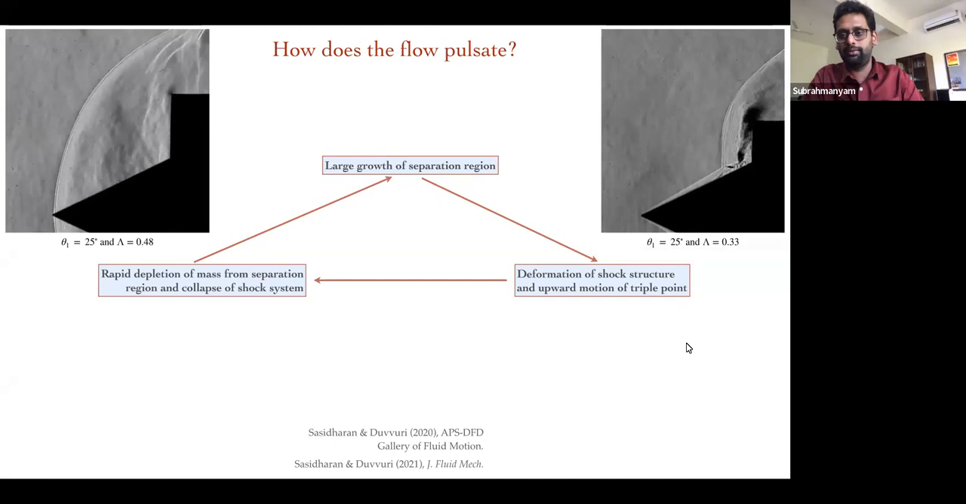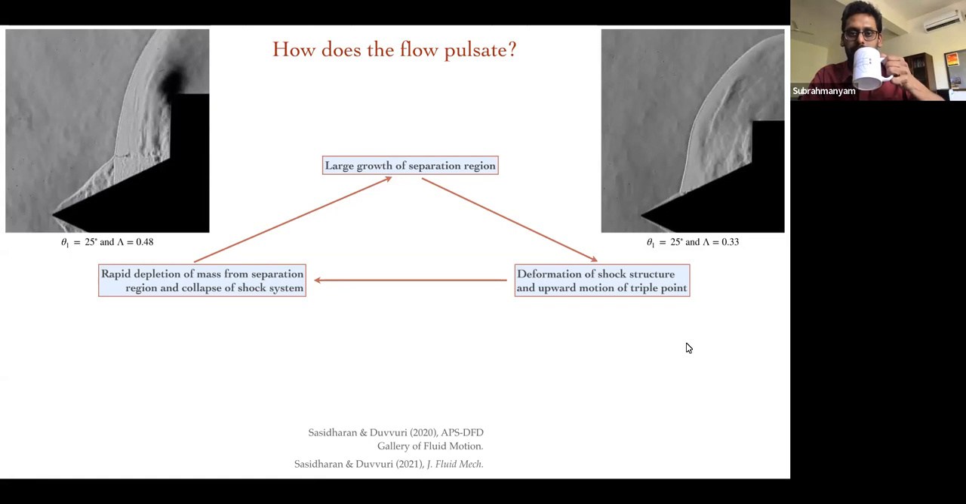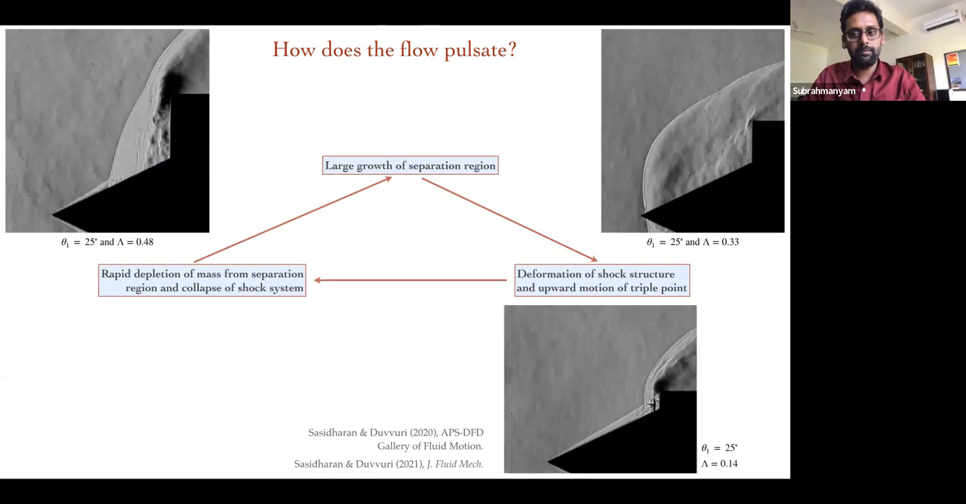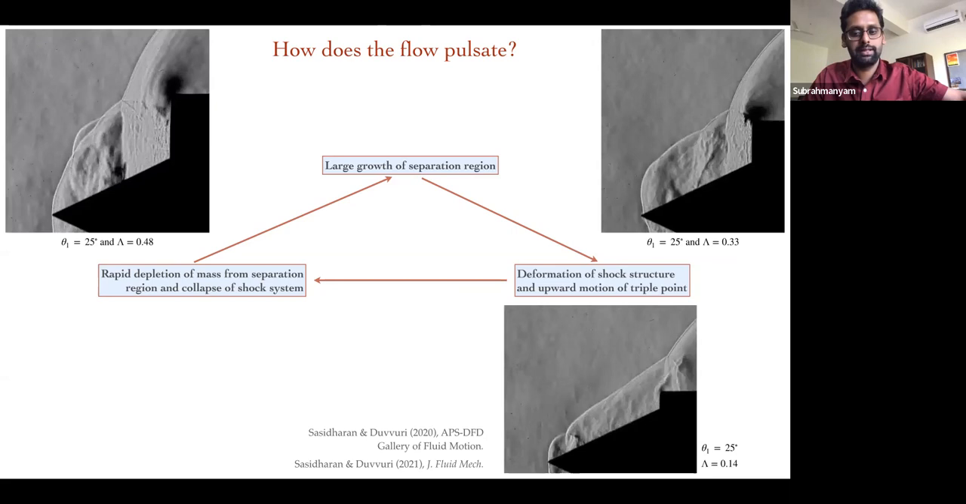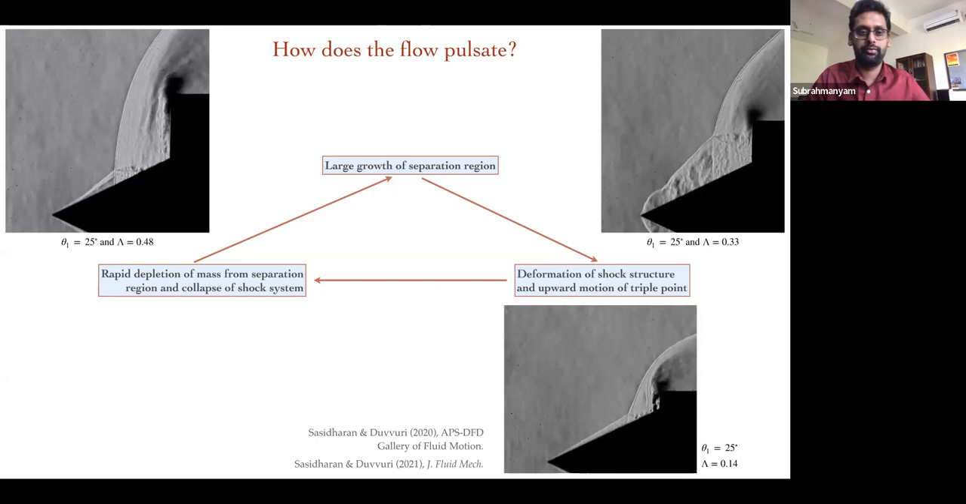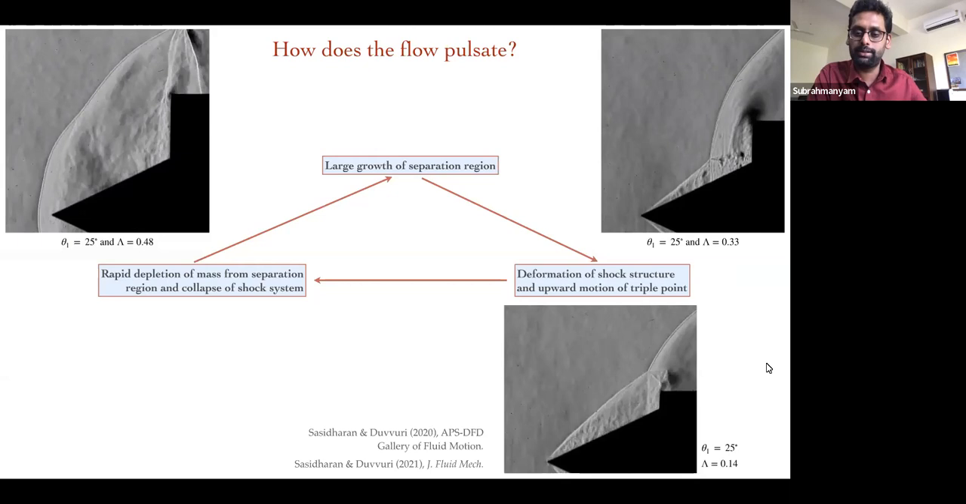Qualitatively, you get very similar looking flow structures, but the non-dimensional time scales for the pulsations are different, as you would imagine. So here's a third example. It's an even lower value of lambda. Now you see that qualitatively, the pulsation looks fairly different from what you see on the top left, right? It's the same mechanism that drives the flow unsteadiness, but the qualitative features are very different.